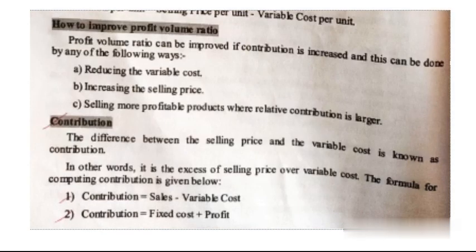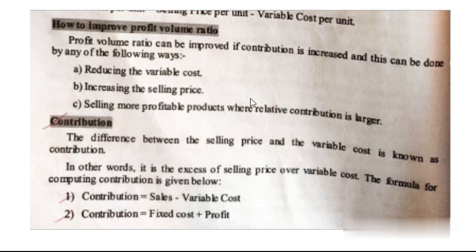Now the next slide is how to improve profit volume ratio. Profit volume ratio can be improved if the contribution is increased, and this can be done by any of the following ways: reducing the variable cost, increasing the selling price, selling more profitable products where relative contribution is larger. So these are the ideas on how to improve the profit volume ratio.